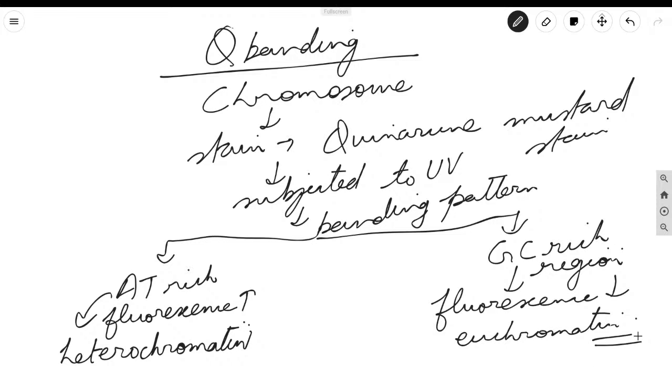Euchromatin or gene rich region, because this dye has more affinity to bind to the AT rich region than to the GC rich region, and the AT rich region is really gene poor, and you can say the GC region is gene rich. We also have CpG islands, where G is followed by C, that is more of a gene rich region. It is found in the promoter region, right? So this is your Q staining.